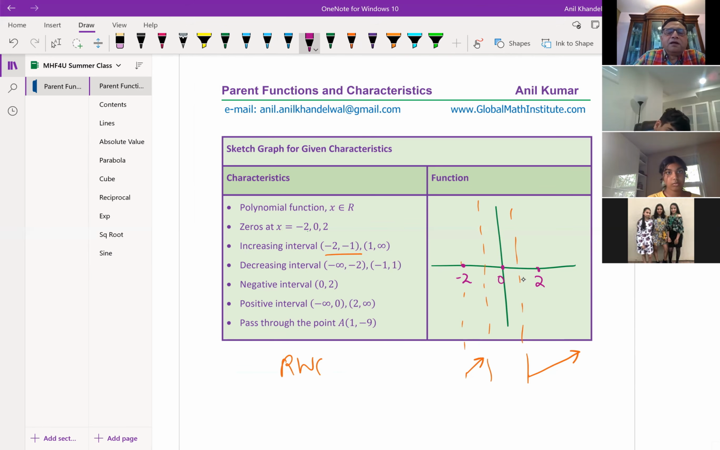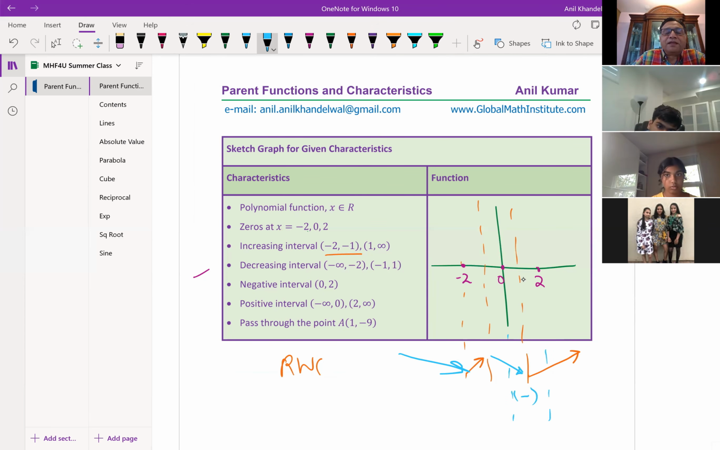Okay, now decreasing in the interval from minus infinity to -2. That means the function is decreasing all throughout. And then from -1 to 1. That means in this interval the function is decreasing. That means the graph will come down. Negative interval 0 to 2. So from 0 to 2, it is negative, right? So negative from 0 to 2. Okay.